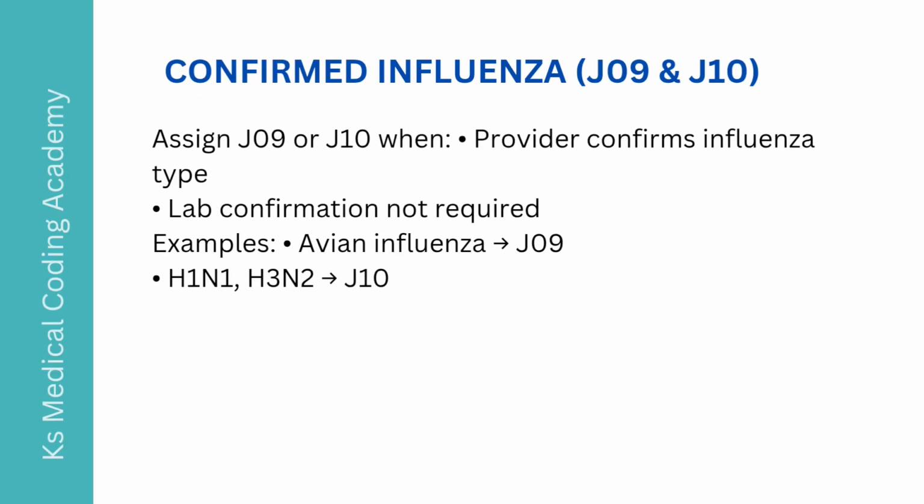Confirmed influenza. Assign J09 or J10 when the provider confirms the influenza type. Laboratory confirmation is not required. Examples: avian influenza points to J09; H1N1 or H3N2 points to J10.